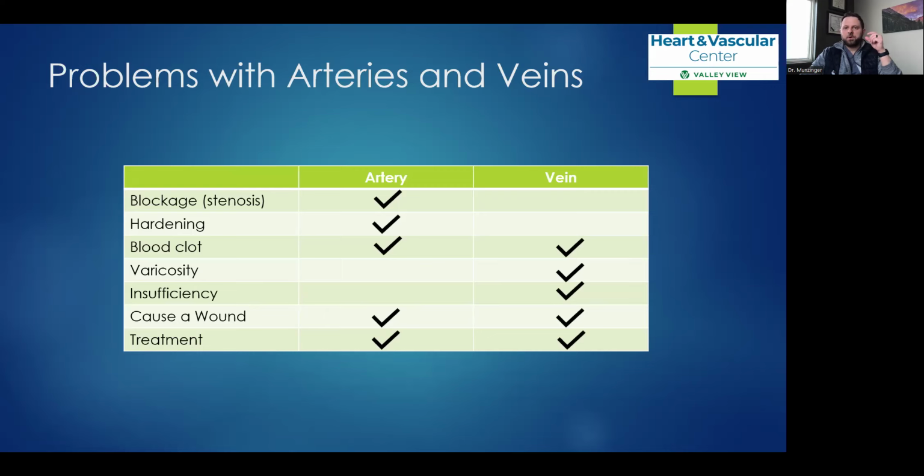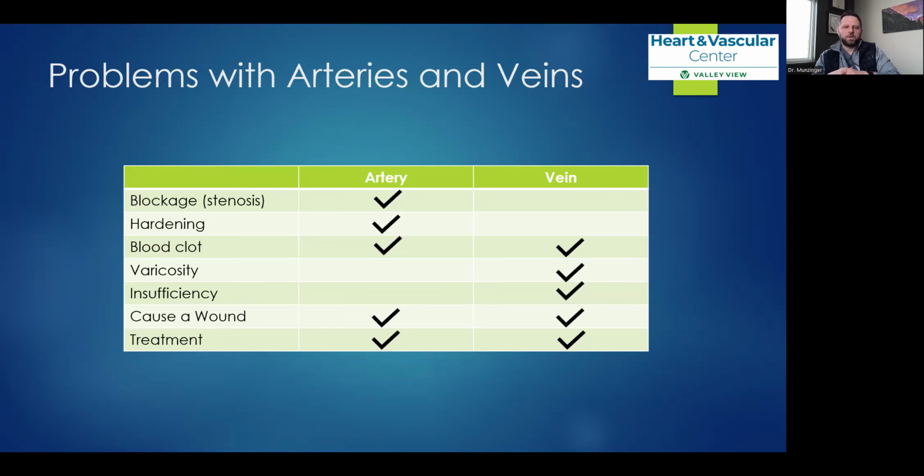A vein is a thin-walled structure, and it can dilate or stretch out, and that's called varicosity. And we see patients with varicose veins in their legs quite frequently. You can develop that backwards flow from a vein stretching out and the valve not closing properly, and that's called insufficiency.